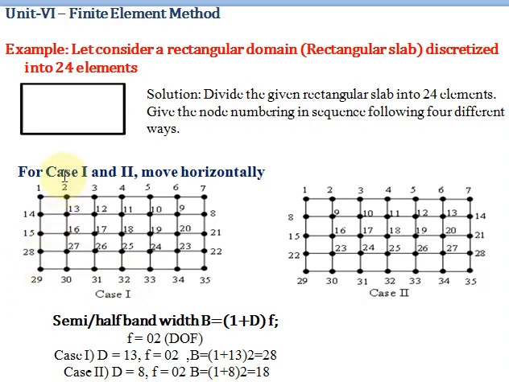If you see case number 1 and 2, it moves horizontally 1, 2, 3, 4, 5, 6, 7. Then 8, 9, 10, 14, then 15, 16, 17 up to 21.